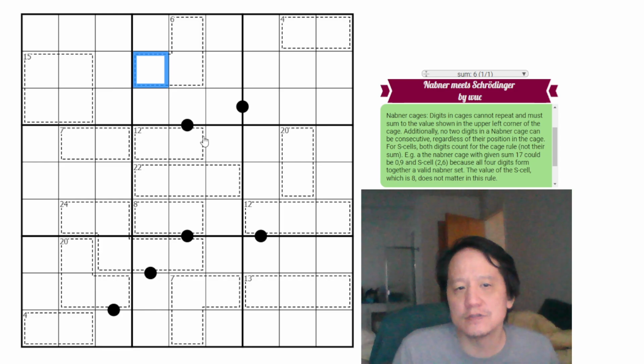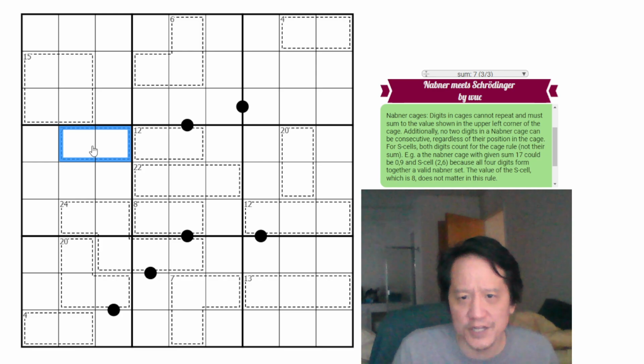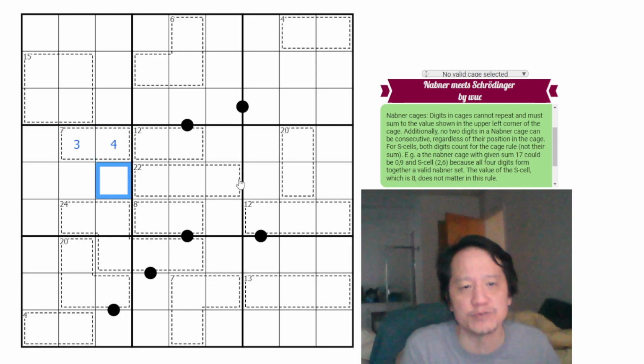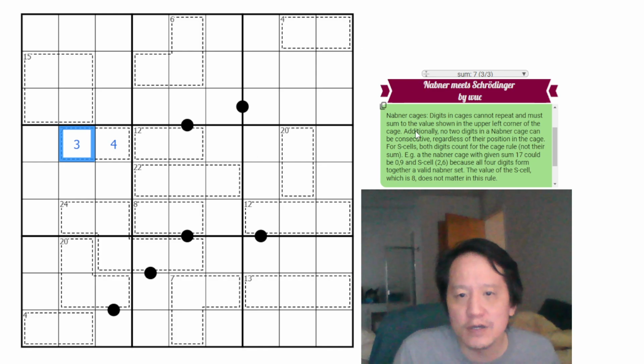So that means in this cage, say it's a 7 cage. I think all cages are Nabner cages. So if this adds up to 7, right? So these two digits have to add up to 7. However, the problem is it cannot be 3 and 4 specifically, right? Because there cannot be two digits in the Nabner cage at all which are consecutive, regardless of the position.